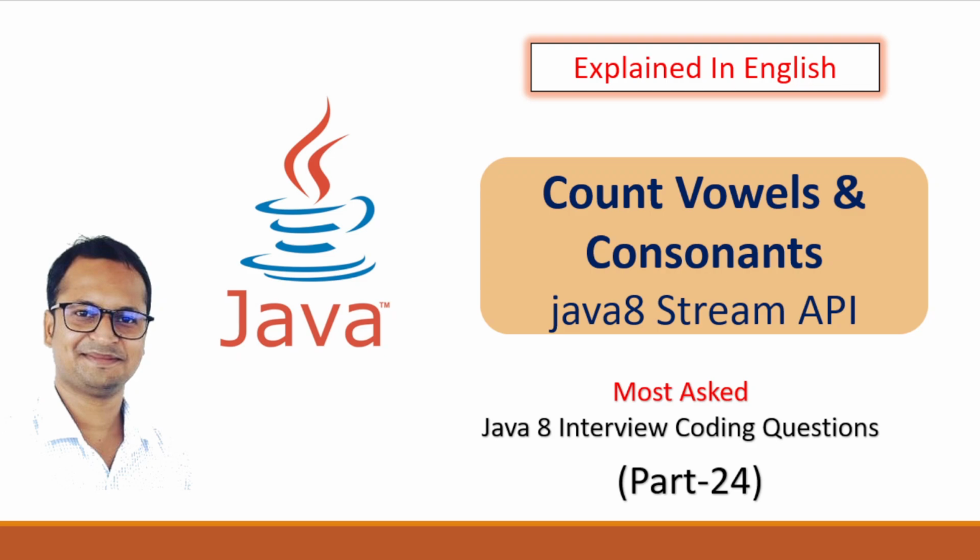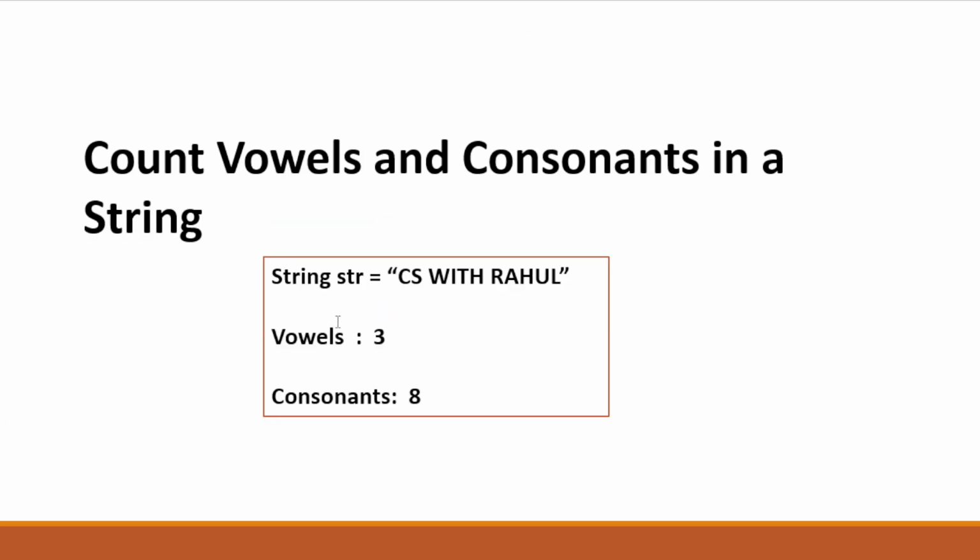Guys, in today's video I am going to cover one other important question related to your interview aspects, and this we will solve related to the Java 8 stream API. Today's question is we have to count the vowels and consonants. Means you will be having one string, like we are having one string CS with Rahul, and with this string we need to find out how many vowels and how many consonants this particular string contains.